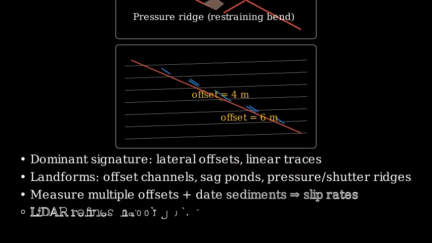Summary: active strike-slip faults are recognized by lateral geomorphic offsets and linear features, not by large elevation differences. Key landforms include laterally offset streams and fans, linear valleys and ridges along the fault, shutter ridges at restraining bends, and sag ponds at releasing bends. Offsets of different ages, measured in the field and dated with radiocarbon or luminescence, yield slip rates and earthquake histories. High-resolution topography, like LiDAR, makes these measurements more complete and objective.